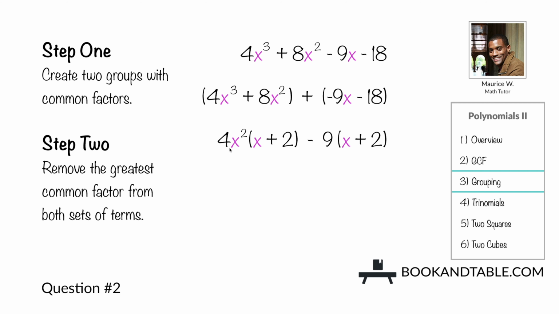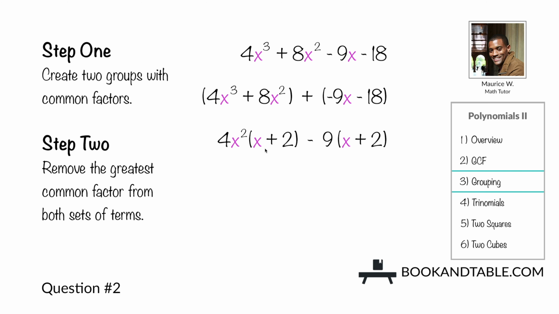Divide the second term by the common factor, giving us 8 divided by 4, which is 2. X squared divided by x squared is 1. So 2 times 1 is 2. So we get 4x squared times x plus 2 here. For our second set of terms, negative 9x minus 18 have a common factor of negative 9, which we remove, leaving us with negative 9x divided by negative 9, which is x, and negative 18 divided by negative 9 is positive 2 on the inside.